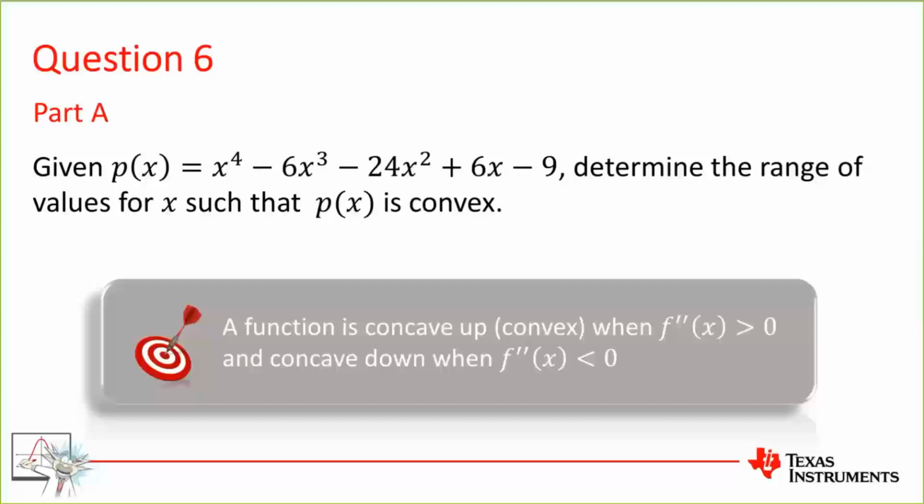This is a power of 4, polynomial degree 4, and if I differentiate it, I'll get a polynomial degree 3. If I differentiate it again, I will get a polynomial of degree 2, so a quadratic. And I need to find out when is that quadratic greater than 0. So that's the problem that we're trying to solve. So let's have a look at a calculator-based way of doing it.